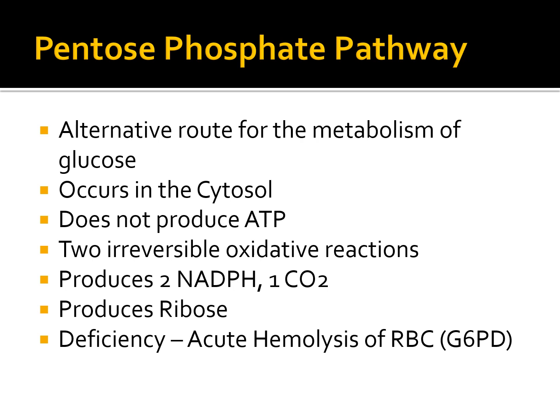So the pentose phosphate pathway is an alternative route for the metabolism of glucose. This occurs in the cytosol and does not produce ATP. There are two irreversible oxidative reactions, and the reactions of the pathway produce 2 NADPH and 1 carbon dioxide. This produces ribose, and a deficiency in the pentose phosphate pathway would result in acute hemolysis of RBC, or your G6PD.